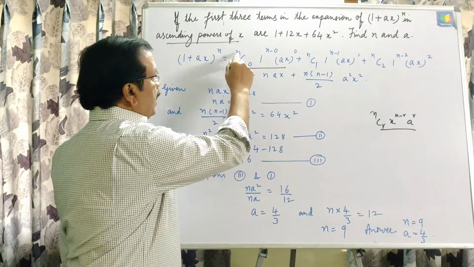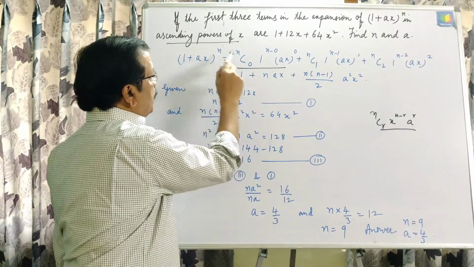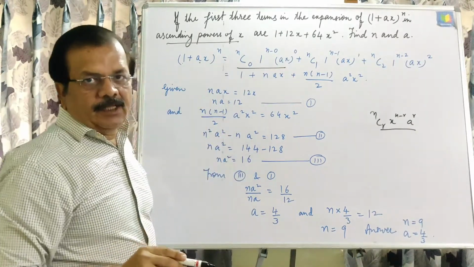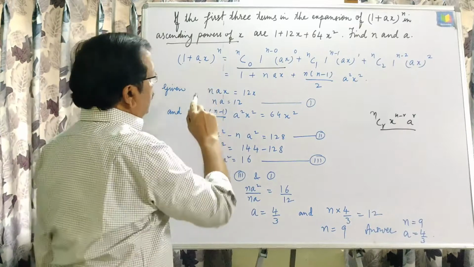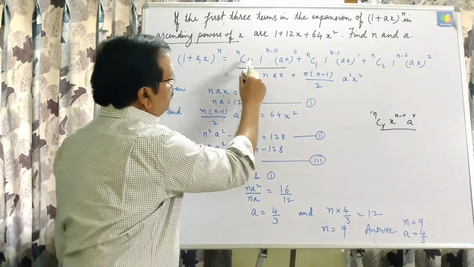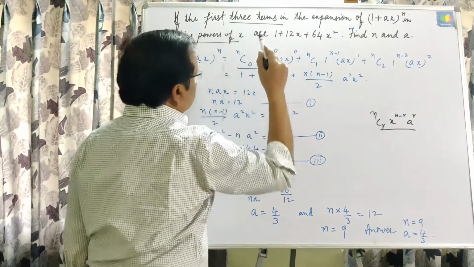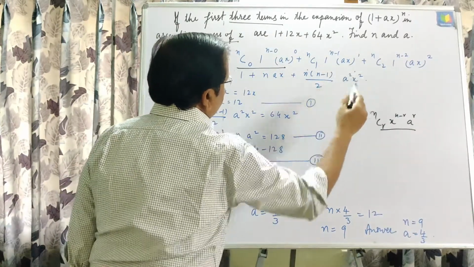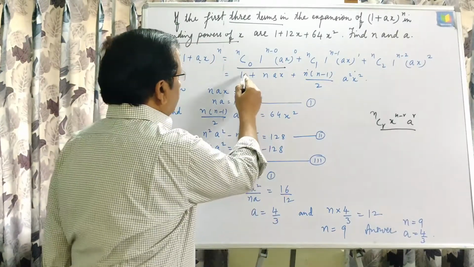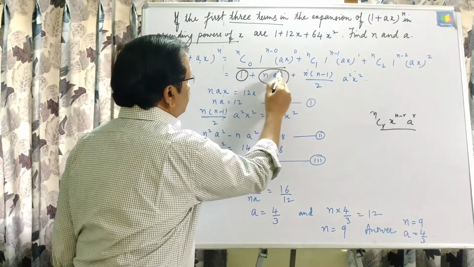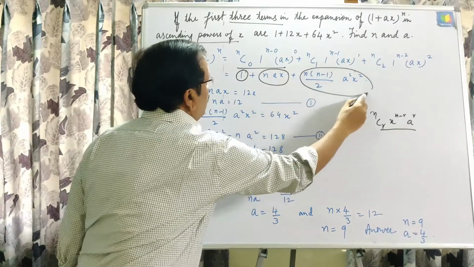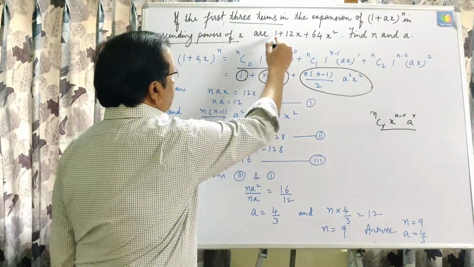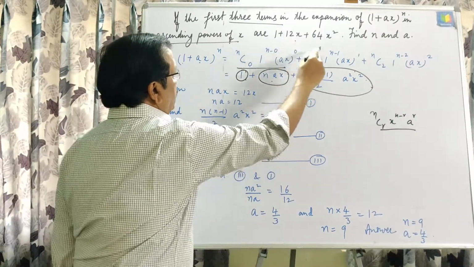Here you can see nC0, x to the power n minus 0, a to the power 0. Here in place of x you are getting 1, and in place of a you are getting ax. Since we have to use only the first three terms, the first term will be this, the second term will be this, and the third term will be this. This way, this is 1, this is nax, and this is n into n minus 1 upon 2, a square x square. You are given that this is equal, and this is equal, and this is equal.